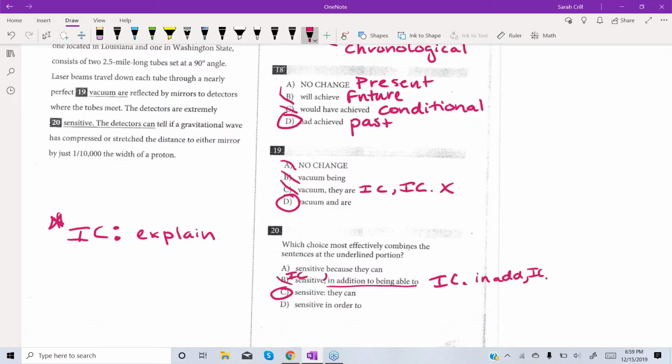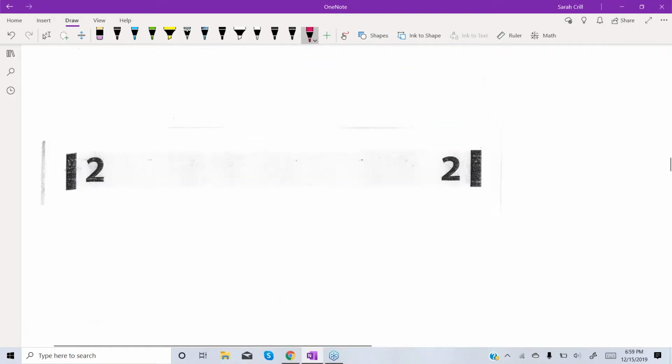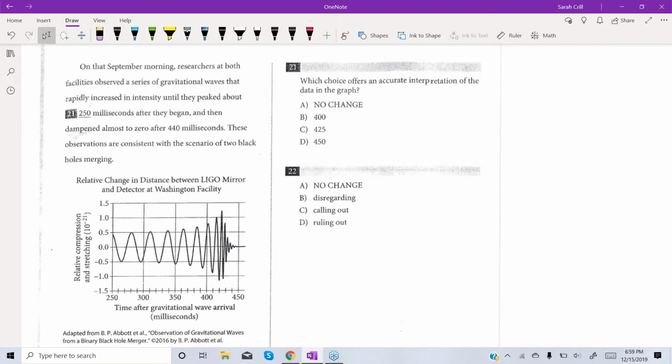All right. So we have just two more questions here, and then we will move on to the math. I wanted to get to another informational graphic question. So for 21, it says, on that September morning, researchers at both facilities observed a series of gravitational waves that rapidly increased in intensity until they peaked at about 250 milliseconds after they began. So what's the most accurate interpretation of data in the graph?